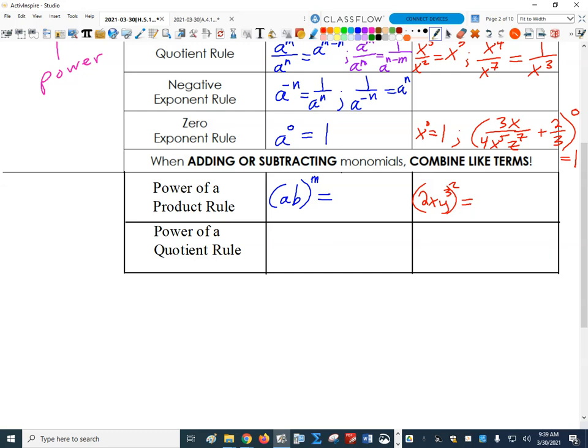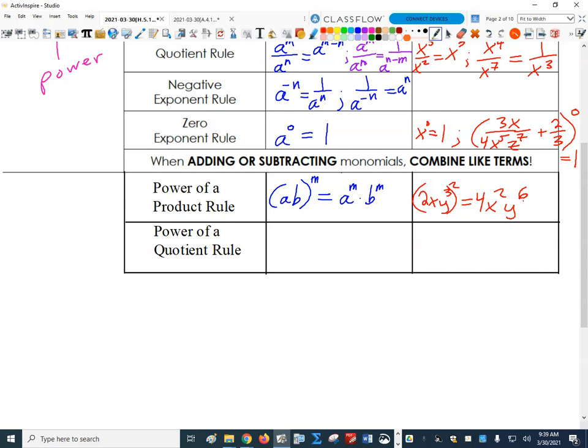So a times b to the m would be the same thing as saying a to the m times b to the m. So over here, we're going to have to take each of these factors that's being taken to a power. I've got to take each of those factors to that power. So 2 squared is 4, x squared is x squared, and y cubed squared is what? Y to the 6th. Okay? I'm sure you've seen that one before.